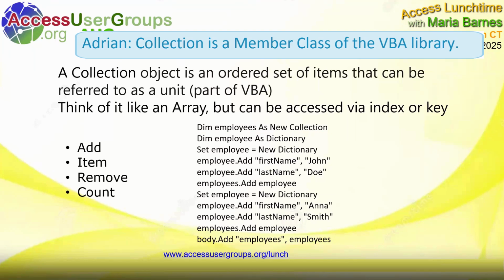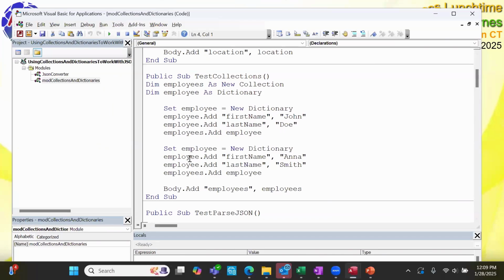So yes, Adrian, collection is a member class of the VBA library, so we'll be able to see it directly and compile. You could without any additional references, right? You don't have to have a reference to that. That's standard. You can just compile that code. And that looks like this.